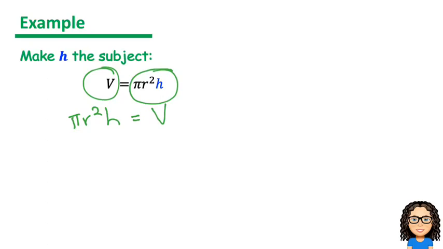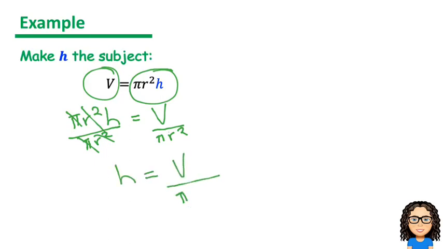Now I've got a pi. The opposite of multiplying by pi is dividing by pi. I've also got that I'm multiplying by r squared. What I want is the h by itself. So if I divide one side by pi times r squared, they will cancel out. Therefore, I must also divide the other side by pi times r squared. That means the pi will cancel, the r squareds will cancel, and I'm left with h equals the volume divided by pi r squared. And there's our rearranging.